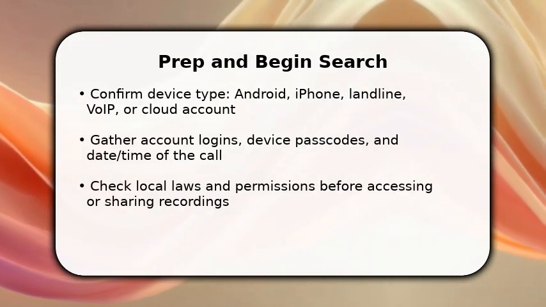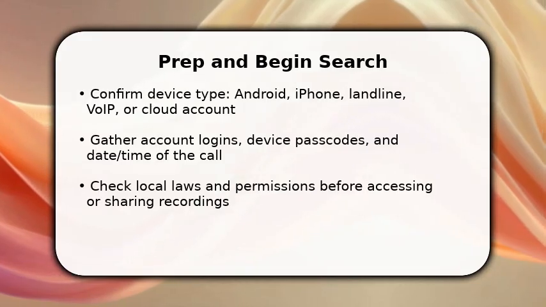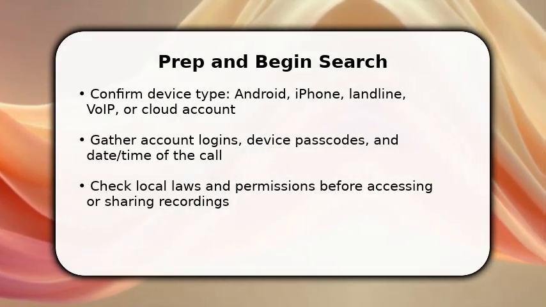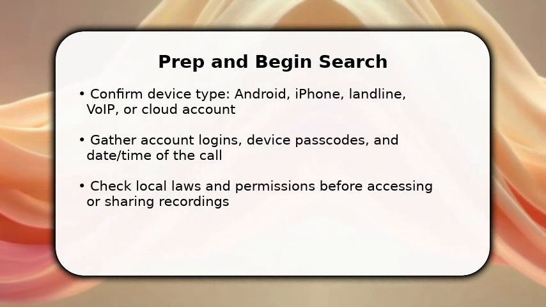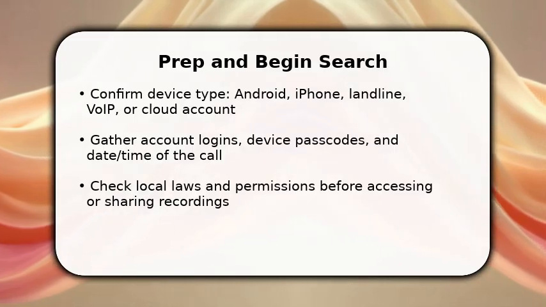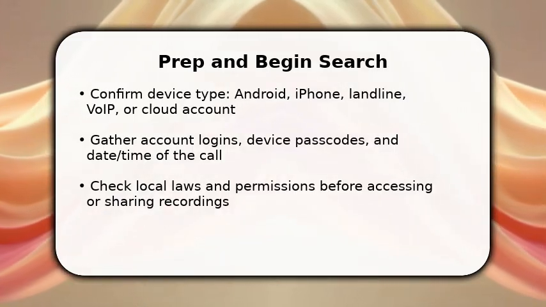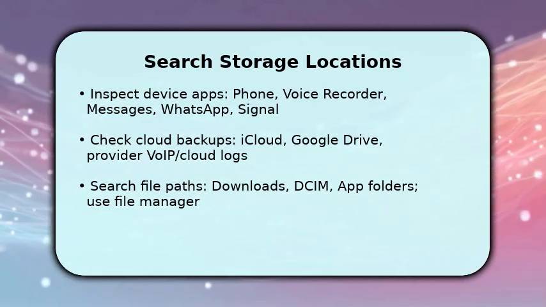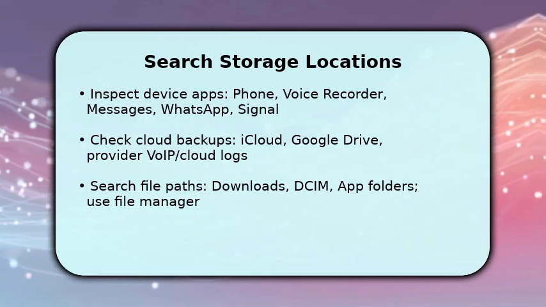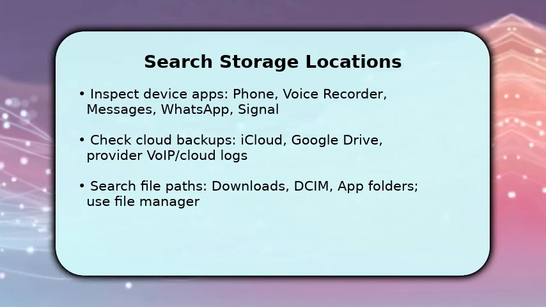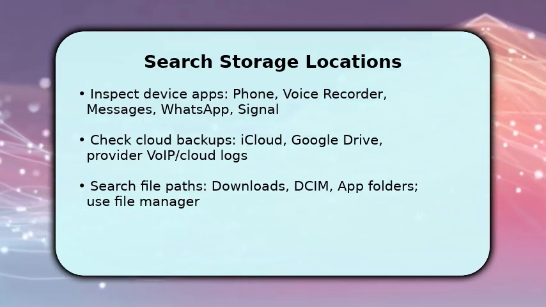Now that prerequisites are handled, move quickly to the specific storage locations below. You methodically scan local apps first because they're fastest. Open phone, voicemail, VoIP apps, and recording apps, then search within each for date stamps matching the call. Once done, check cloud backups and provider portals. Google Drive, iCloud, and your carrier's VoIP logs often retain recordings.